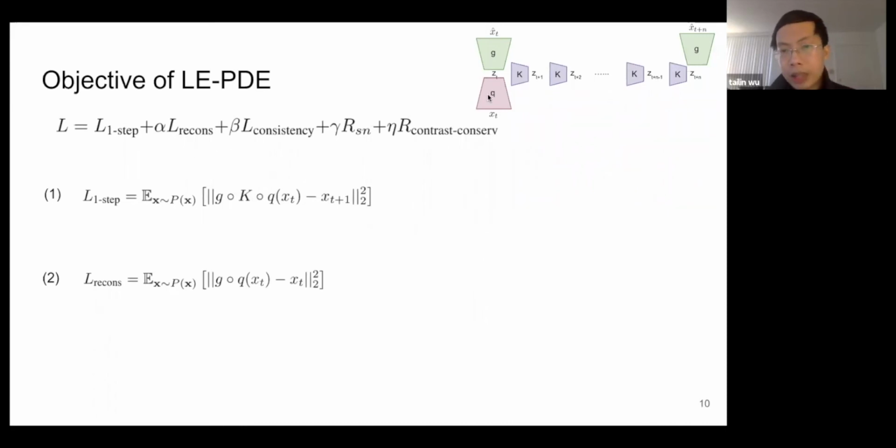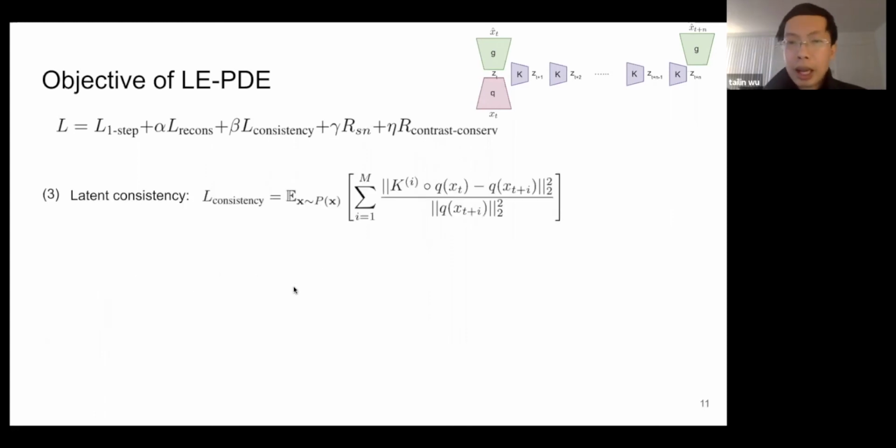Recall that Q is the encoder, G is the decoder, and K is the evolution model. The first component is a one-step prediction in which we apply the encoder to the input, then evolve it one time step, then decode and compare it with the target at the next time step. And this is an MSE loss. The second component is the reconstruction loss, which imposes that the encoding, after decoding, can faithfully represent the original input.